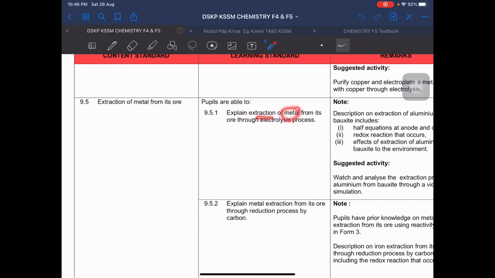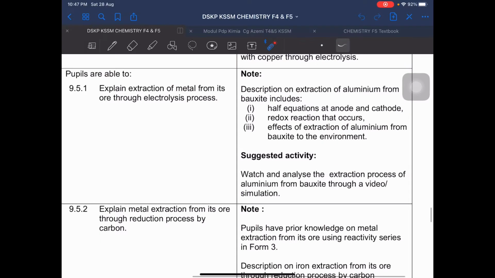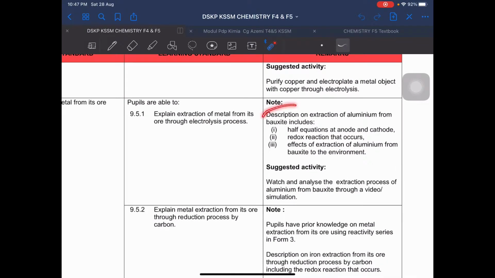Okay, so in this content standard, you are going to explain extraction of metal from its ore through electrolysis process. Okay, macam mana logam itu diekstrak daripada bijinya dengan menggunakan proses electrolysis. So the electrolysis process will include this one, okay? Half equations at anode and cathode. This one you are familiar with it already. Redox reaction that occurs. Effects of extraction of aluminium from bauxite to the environment. So these are the description on extraction of aluminium specifically from bauxite.